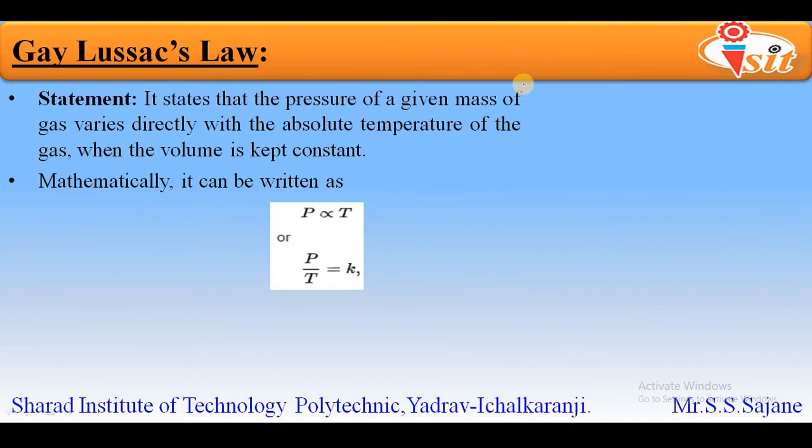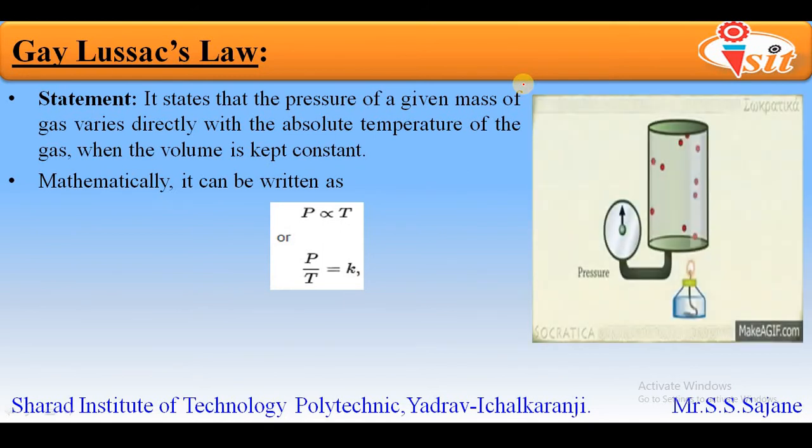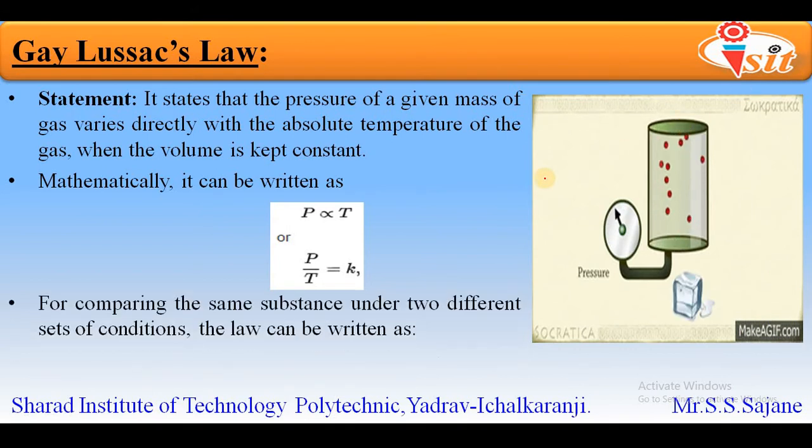If we refer to the diagram that is given on the right hand side, in this diagram we can see that there is a closed container, and thus we can say that the volume in this case is kept constant, because if we see the previous two laws, that is Boyle's law and Charles's law, we have seen that the volume of the container was varying due to the movement of the piston.